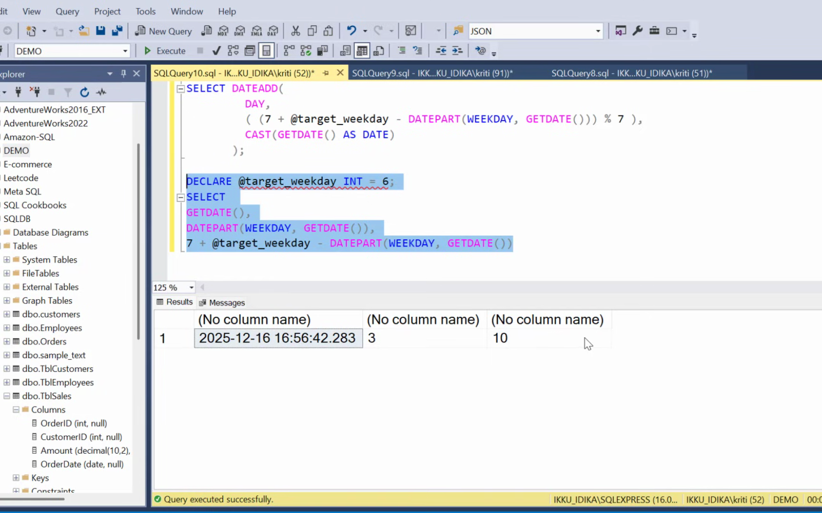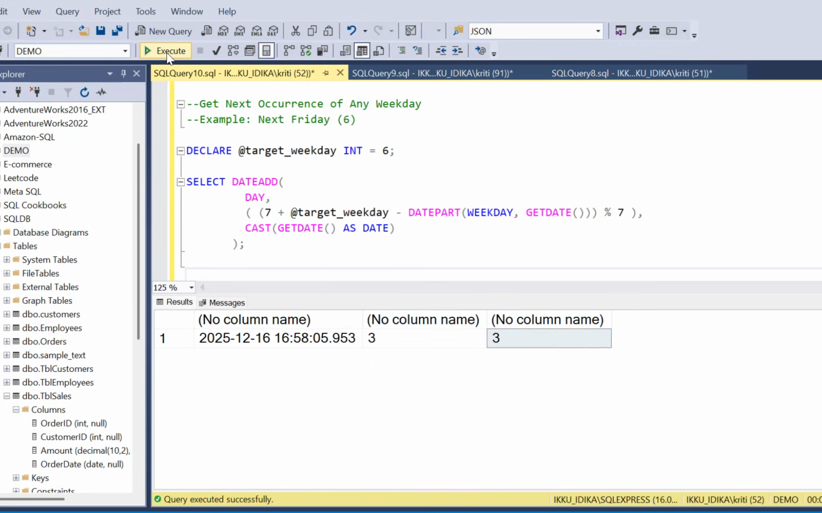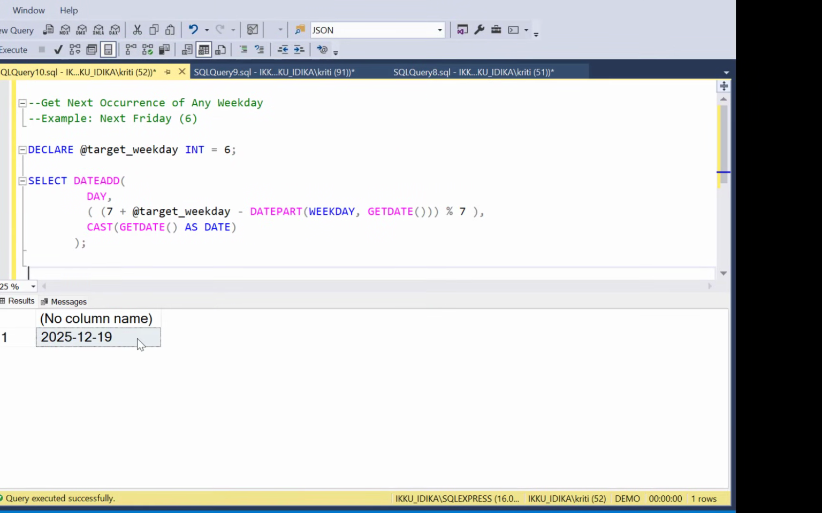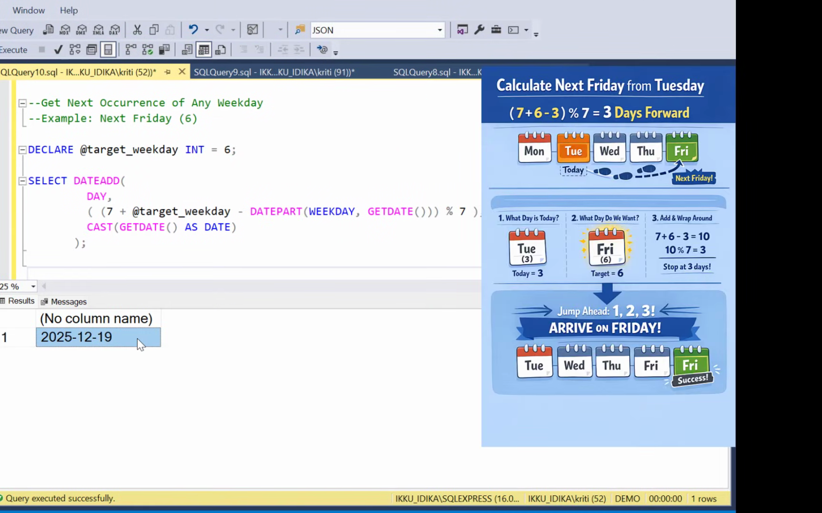Now in this case, it is going to give me the Friday of the next week, though we are still on Tuesday in the current week. And to avoid this scenario, we need to use some modulo math to only consider the remainder, which will allow us to correctly move forward to the next weekday. Running this entire query, we correctly get the next Friday occurrence as 19 December 2025.